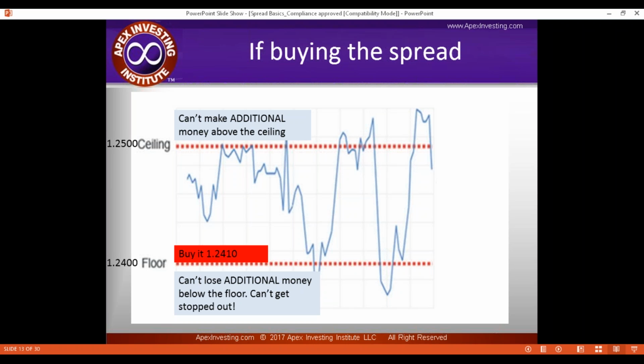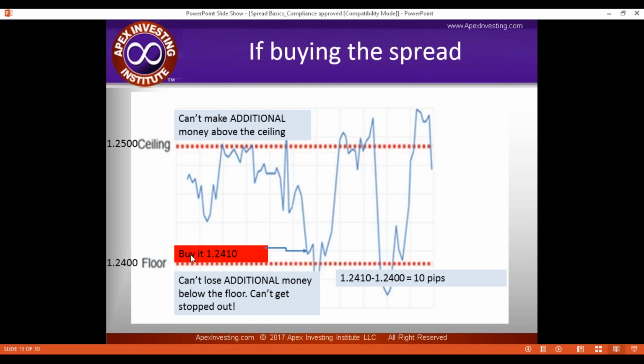Okay? So let's just say I buy this spread at 24.10. Well, I'm buying, saying the market's going to go up. But as soon as I buy right here at 24.10, the market starts to come up, and then what does it do? Boom, it shoots down, right?